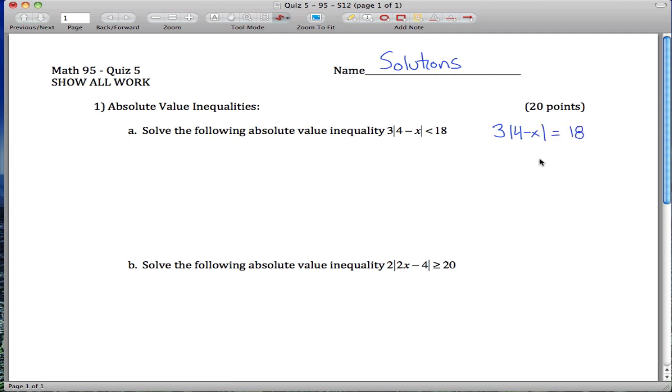change it into an equality, and you divide by 3, and then you consider two cases, either 4 minus x equals 6 or 4 minus x equals negative 6. So either negative x equals 2, so x equals negative 2, if you subtract 4 from both sides and divide by negative 1, or negative x equals negative 10, so x equals positive 10.